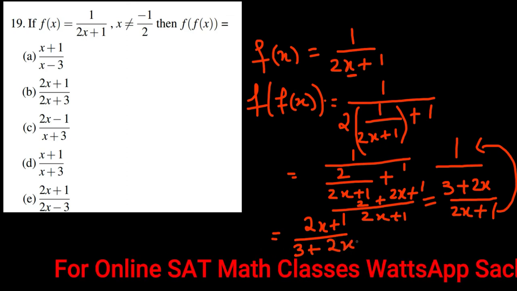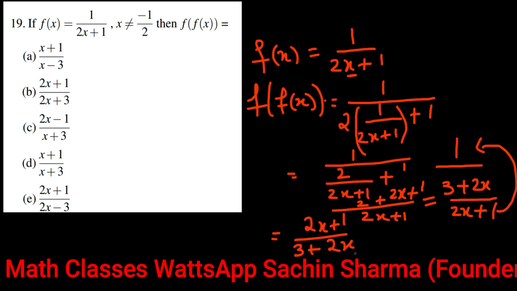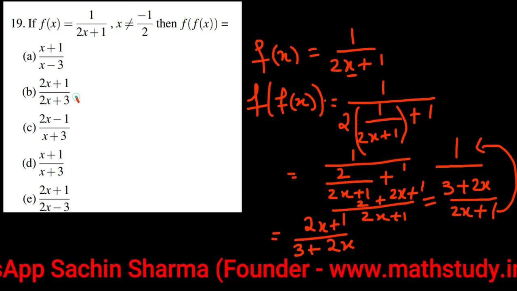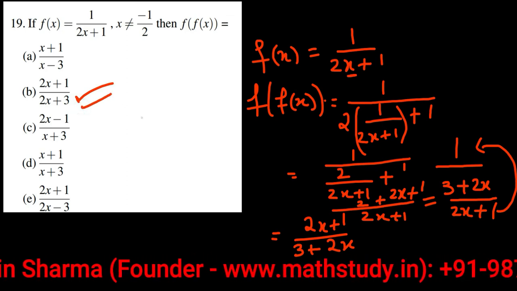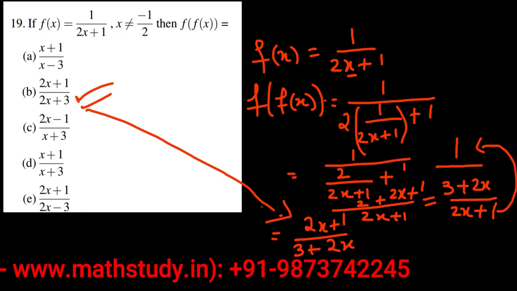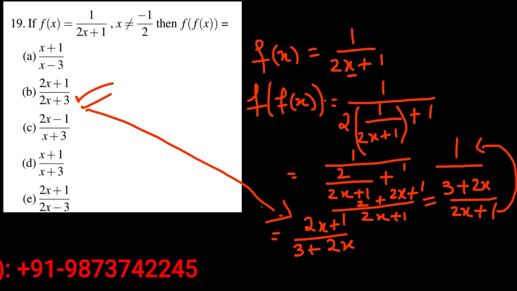So can we compare our answer with the given options now? 2x plus 1 upon 3 plus 2x. Yes, option number B is correct here, right? Option number B, we can just check it out here. Option number B will match with our answer. So that was our question number 19. Now let's move towards question number 20.